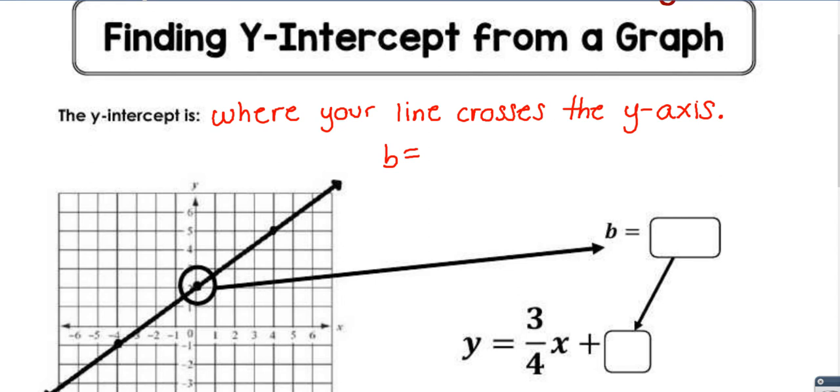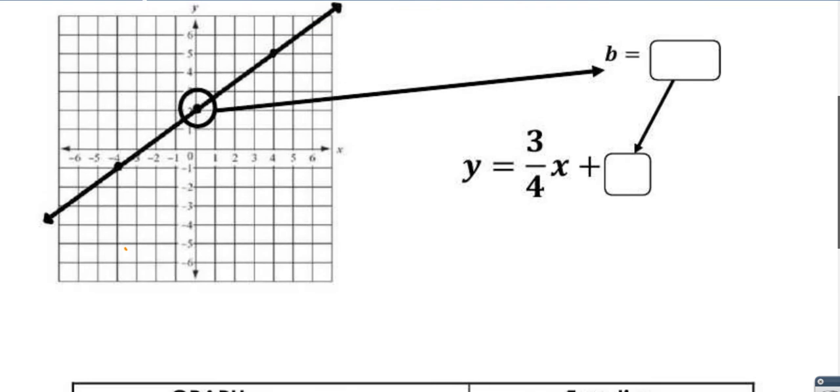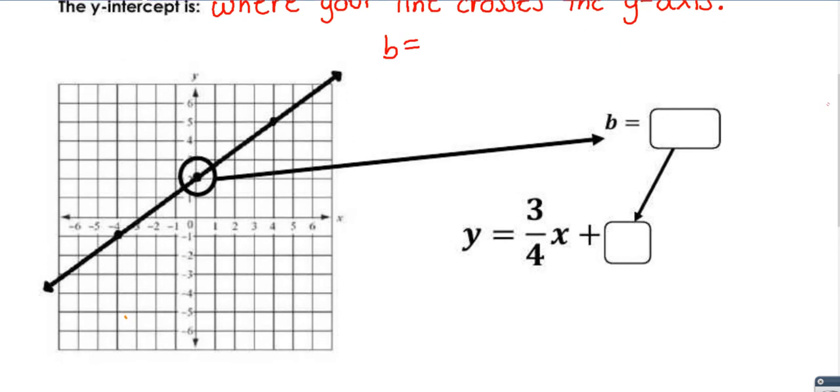And so we're going to just look at this graph right here. Whoa, sorry guys. So looking at this graph, where do you notice that the graph crosses the y-axis? It's very obviously pointed out to you. It's circled and everything. So right here, remember the y-axis is the one that goes up and down. So right here at this point, that's where we cross the y-axis. That is point 0, 2, but we write it as b equals 2.